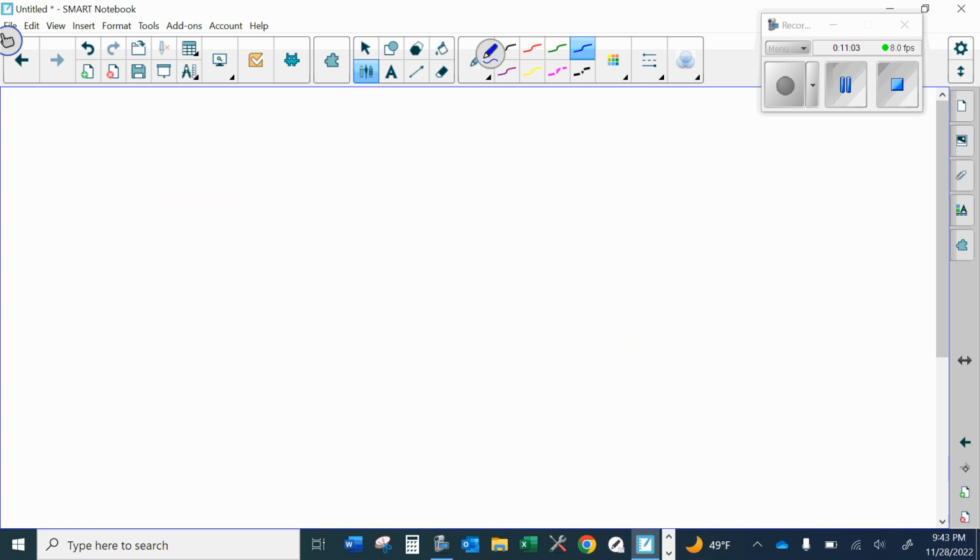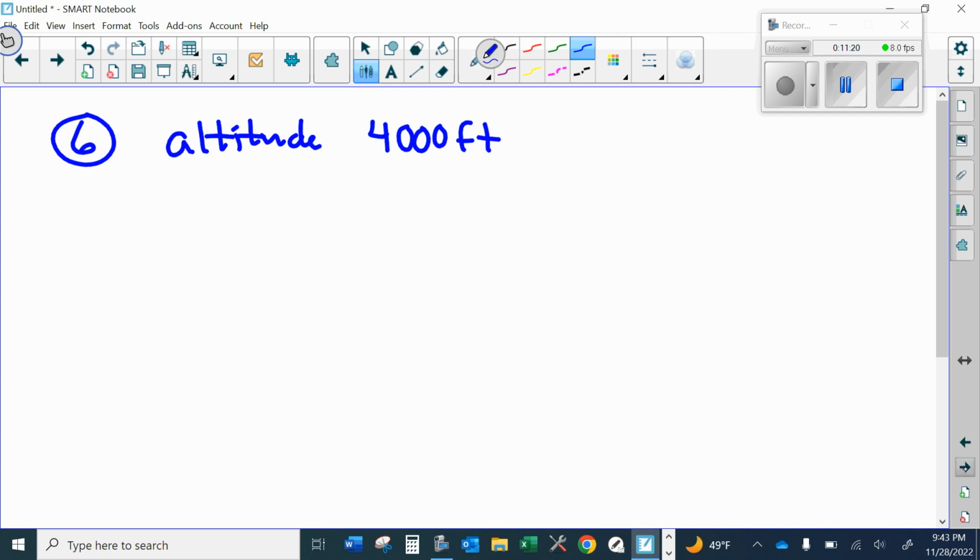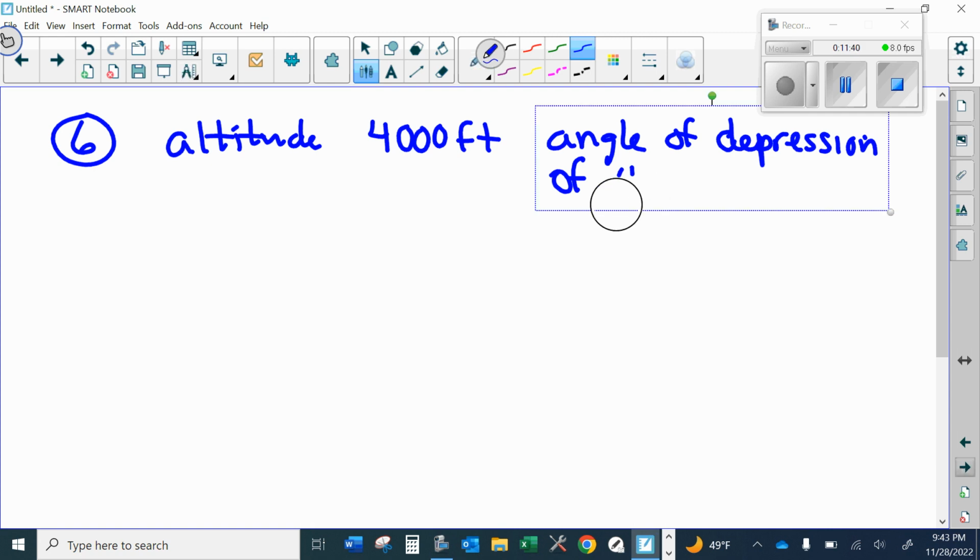Next, 6. Your altitude, or another word for altitude is height. You should know that already. Altitude is, say, 4,000 feet, with an angle of depression of 36 degrees. I'll say 45. No, that's 45. We don't want to make it nice and easy. 44 degrees.